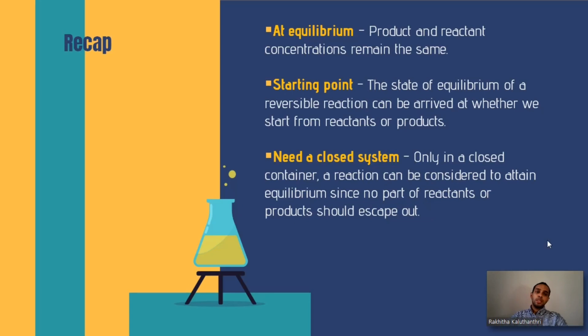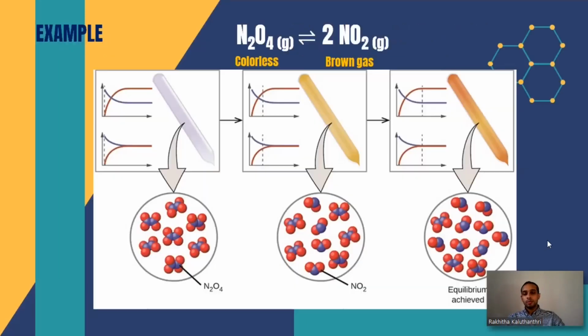Which brings us to the third point that we shouldn't forget, which is that equilibrium will not be attained if it is not a closed system. We can only obtain equilibrium when we do a reversible reaction in a closed system. If not, reactants or products can escape out, and therefore we will not be able to obtain an equilibrium. If you want to learn about that part in detail, you can watch my previous video that I will be linking down below, and you will have a better idea about what I was talking about here.